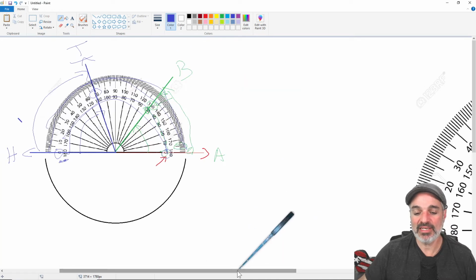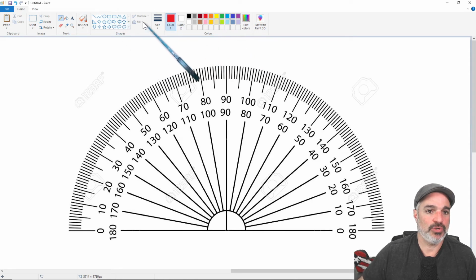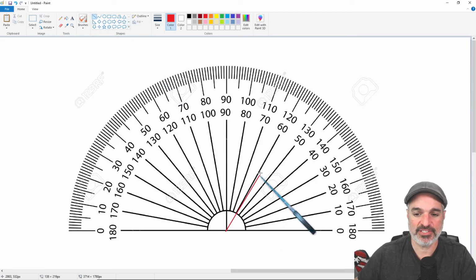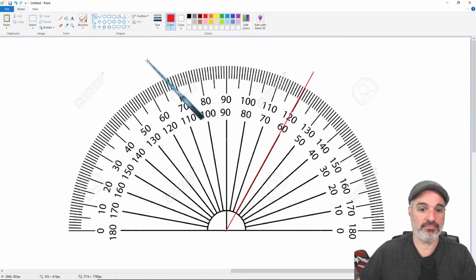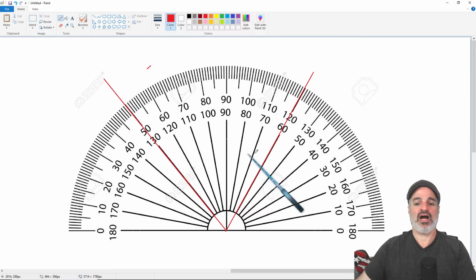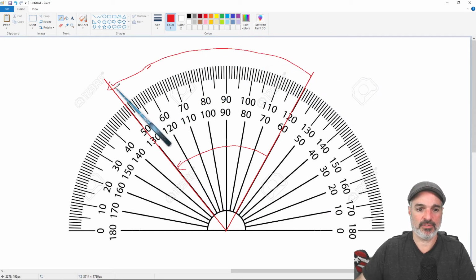Now, let's see one trickier example. For example, you are given an angle like this. It starts here, but instead of starting on 0, it goes through here. And you have another line that starts at the same vertex and goes through there. So the question is, how much is this angle from one ray to the other?